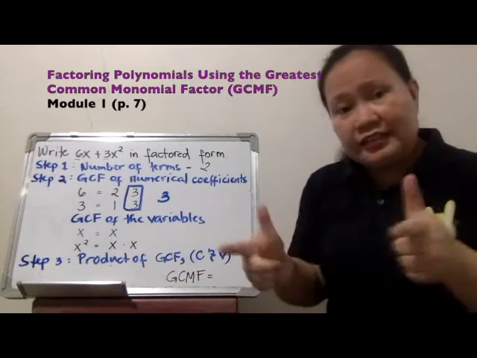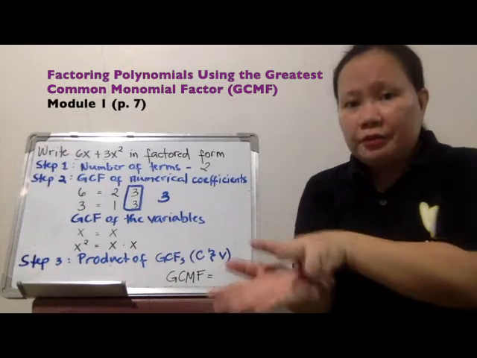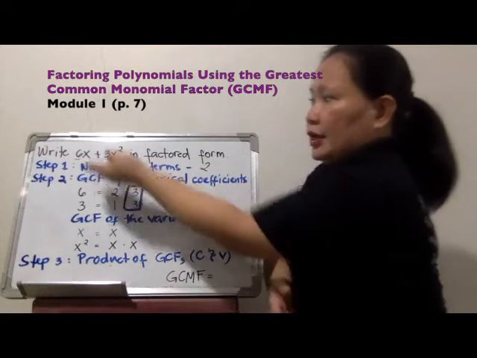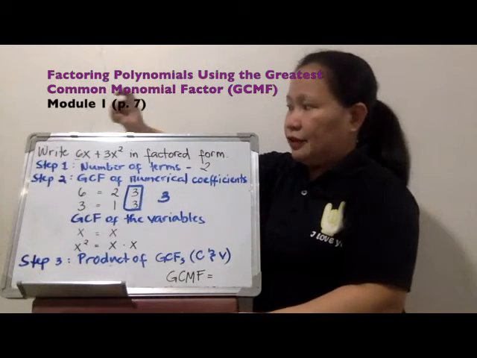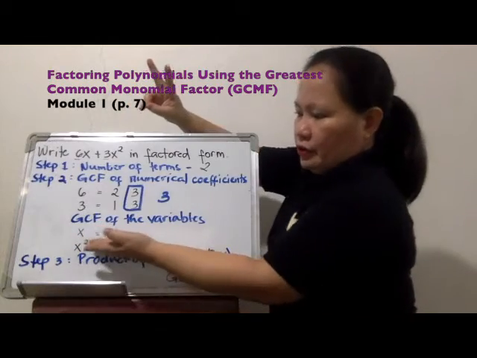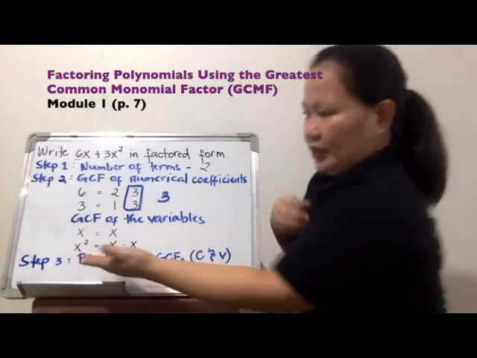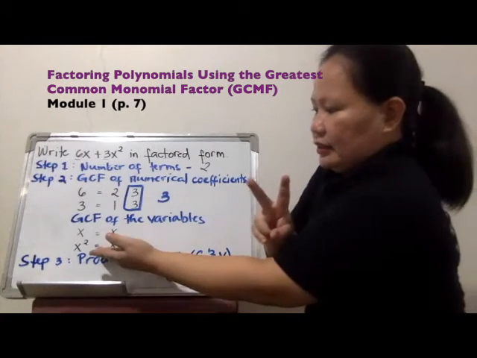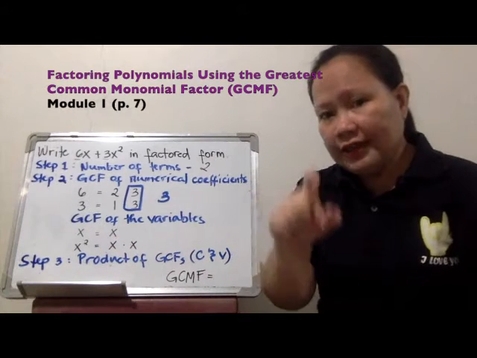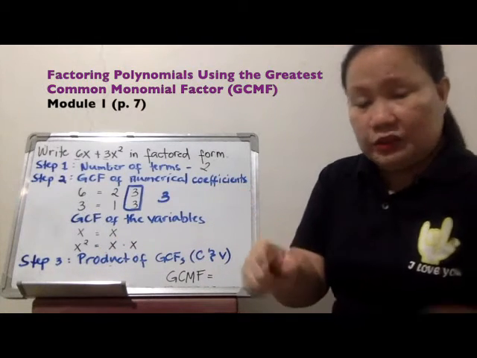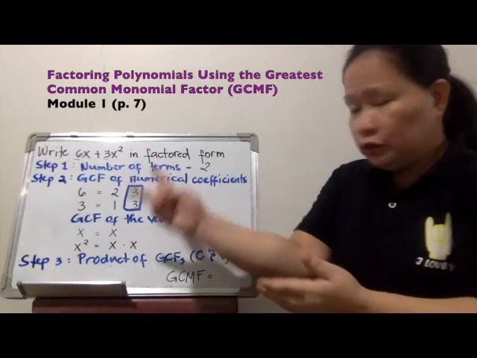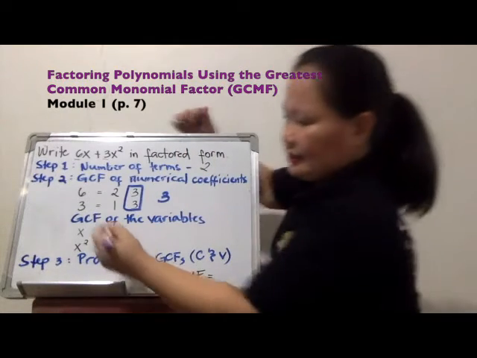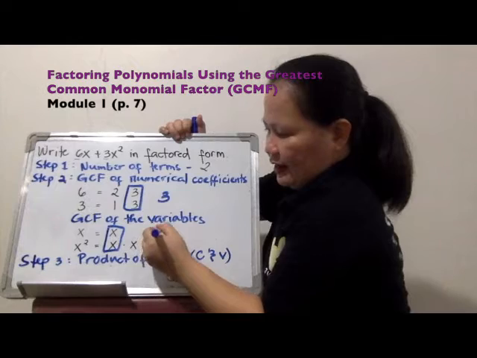How about the greatest common factor of the variables? We have variable x and variable x squared. So let's factor it in this way: x, only x, and then the x squared here. The 2 factors are x and x. So again, what is the greatest common factor of the 2? x and x squared is x.